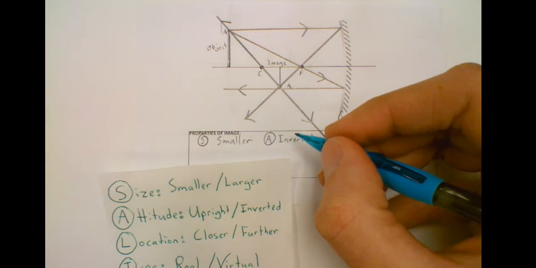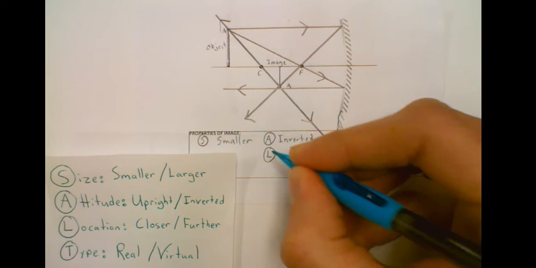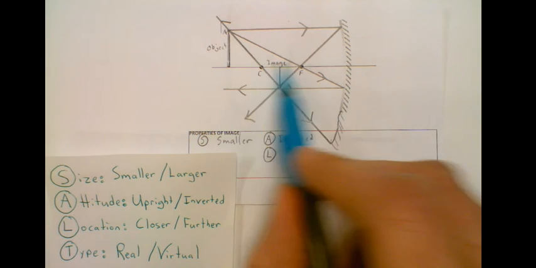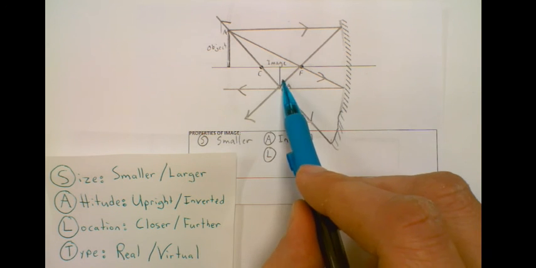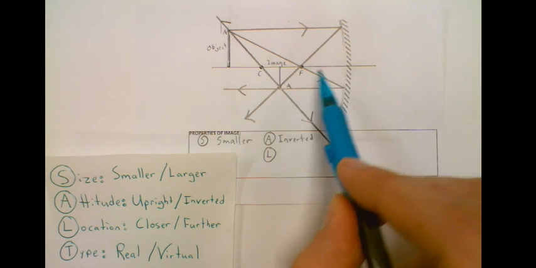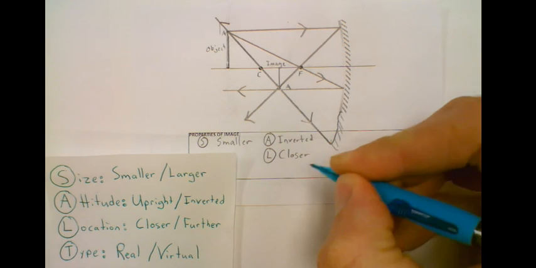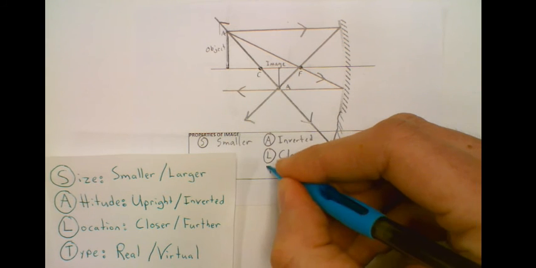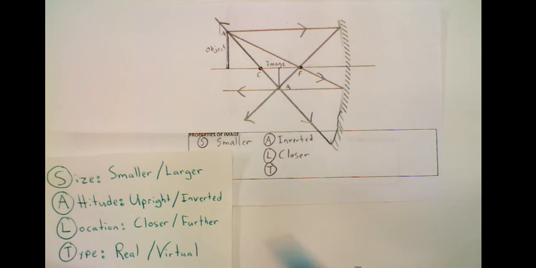Then location. So location is it further from the mirror or closer to the mirror compared to the object? You're always comparing the image to the object. So in this case, it's a lot closer. And lastly, type of image. Type of image is dealing with either real or virtual images.